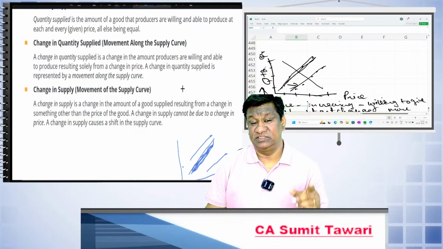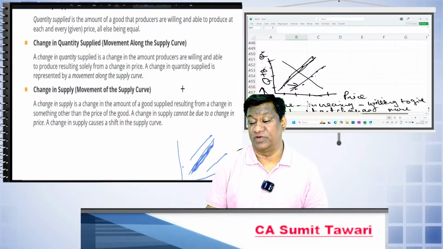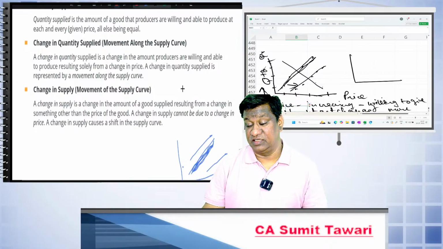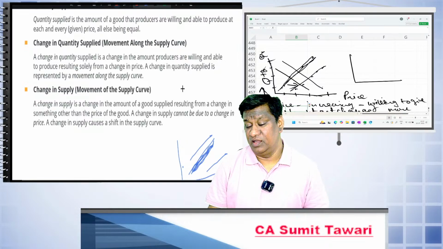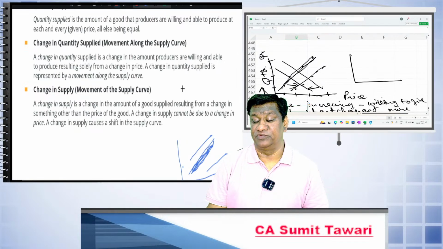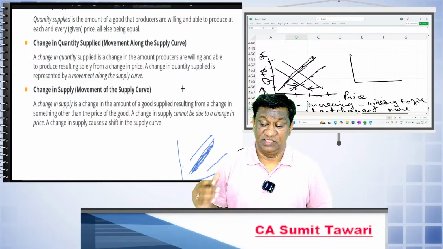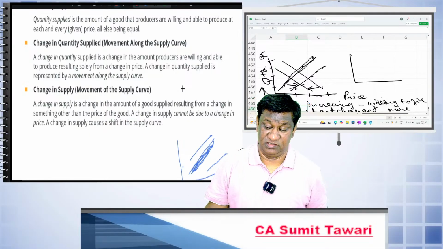Okay, so if there is a decrease in supply for factors other than the price, the supply curve shifts to the right. In case of demand, it is exactly opposite. If there is a decrease in demand for factors other than the price, then it shifts to the left. So it is exactly the opposite statement. In case of supply, a decrease for factors other than the price shifts the supply curve to the right, but in case of demand the curve shifts to the left.